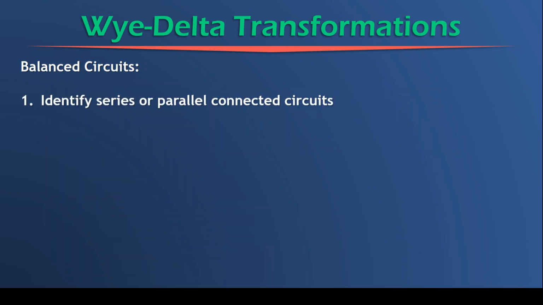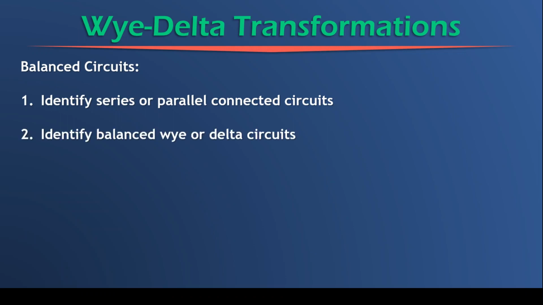Now, in terms of procedure, remember that the Y-delta transformations are there to convert between Y and delta, but this is typically a last resort once you've identified that you don't have any series or parallel connected circuits. So when you have a question that you need to attempt, the first thing to do is to identify if you have series or parallel connected circuits. And if you do, you then calculate the equivalent resistance based on the series or parallel connections.